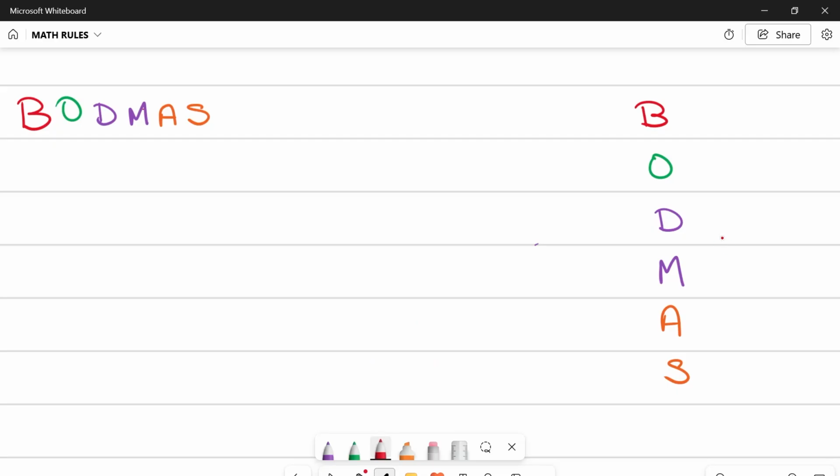BODMAS stands for brackets, order, division, multiplication, addition, and subtraction. According to BODMAS, the first thing we always work in a question is the brackets.